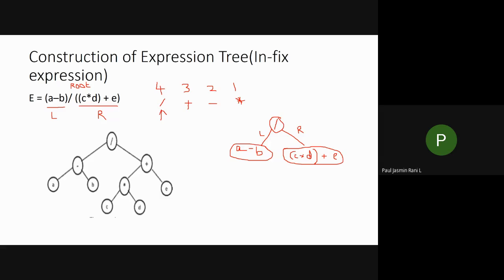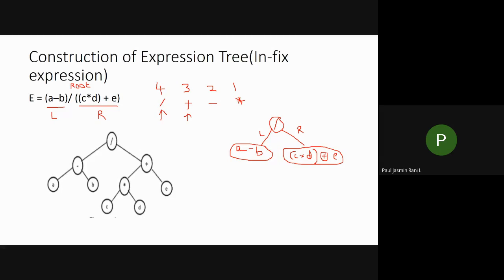After completing this one, I have to move on to the next least priority, that is your third, the plus operator. Now I am going to see where the plus operator is. So here I have the plus operator, isn't it? This is the operator I identified, plus.